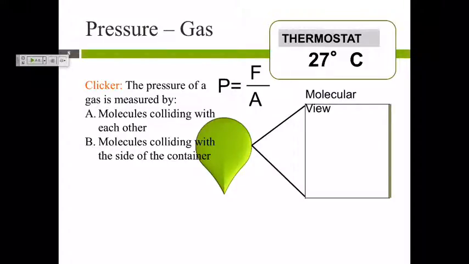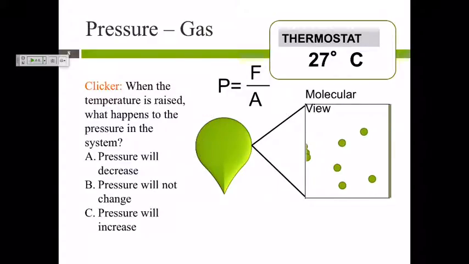So your pressure sensor is in there. It feels the molecules colliding with it, and based on how fast and how heavy those molecules are, your pressure sensor changes the amount of pressure. So at 27 degrees, we're going to be looking at a molecular view here of a gas. So then the next question is, when we raise the temperature, what happens to the pressure in the system? And how do we explain that on a molecular level?